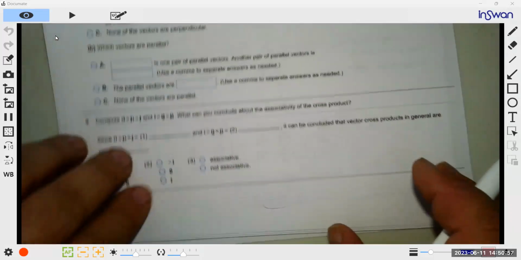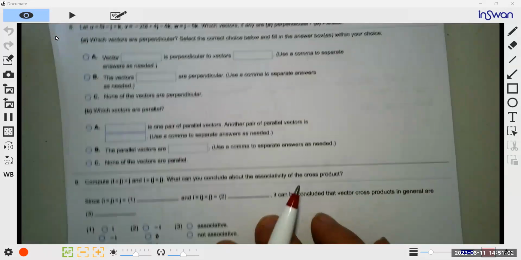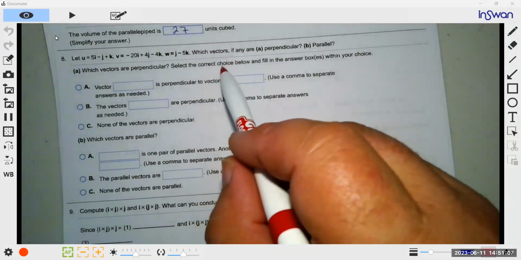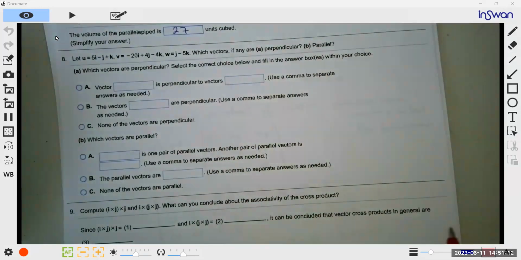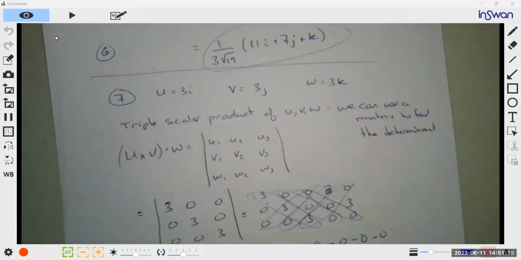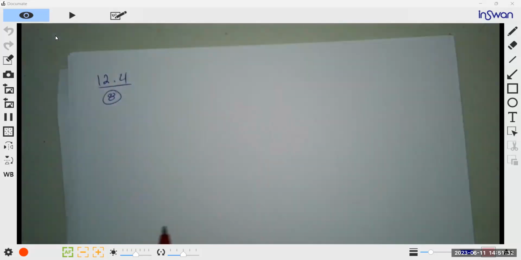Let's look at number 8. U, V, and W are vectors. Which vectors, if any, are perpendicular and which ones are parallel? Okay, this one's going to be interesting because remember, we have to think about what constitutes a parallel or perpendicular vector. Question 8. This is 12.4, number 8.